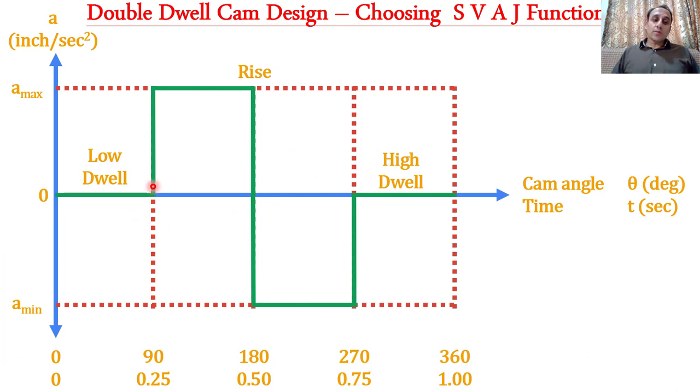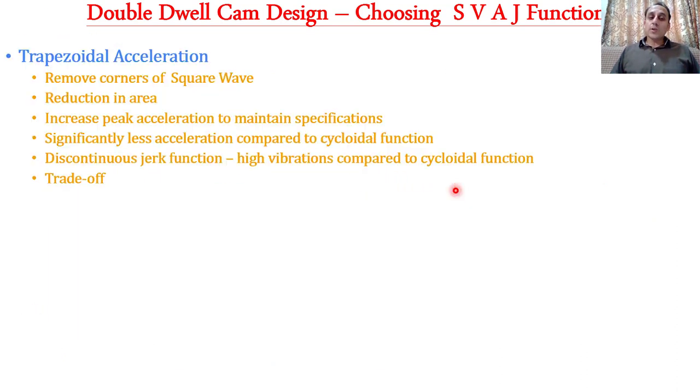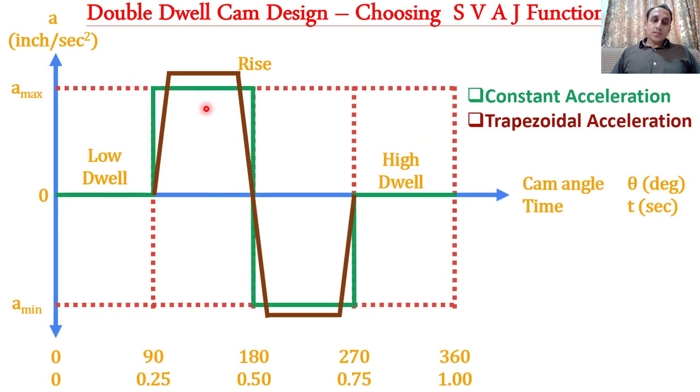We have to modify this square wave. This green waveform is basically the acceleration function, so now we will modify it. How will we modify it? We will convert this square into a trapezoid. So this is the actual square wave. What we are doing is adding a slanted line instead of a vertical line, a slanted line here and a slanted line here.